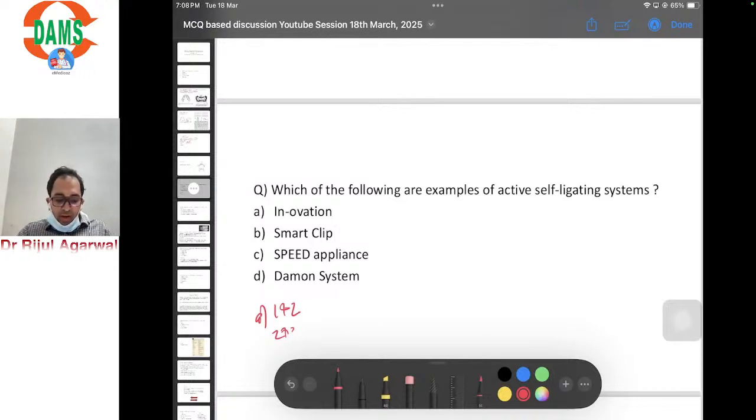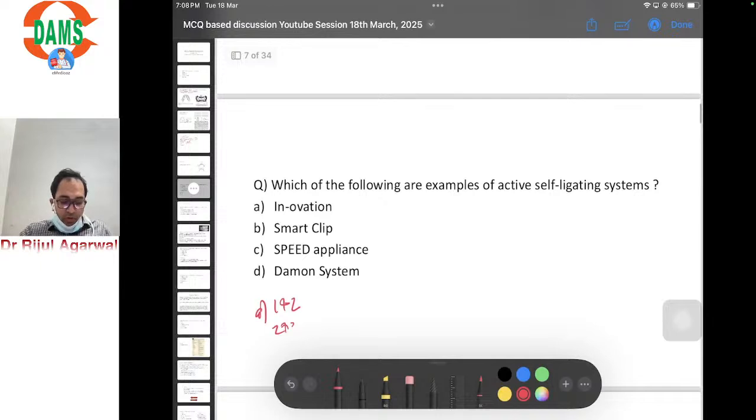So which of the following are examples of active self-ligating systems? The options are Innovation, SmartClip, Speed appliance, and Damon system. There might be one or more than one, 2, 3, 4, or all 4 can be correct as well in today's discussion. But in NEET you get only one correct answer option, so don't get confused with that.